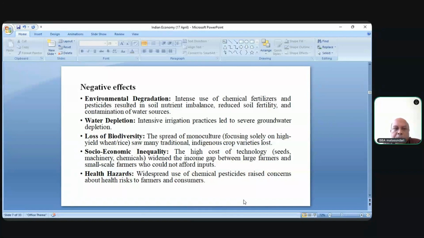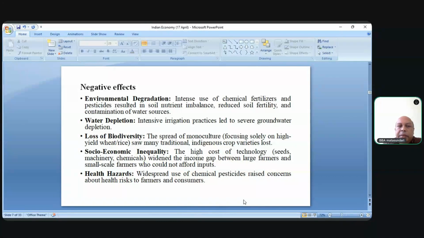Green revolution also negatively affects our biodiversity because due to green revolution, government especially focused on cultivation of rice and wheat, and at the same time, farmers used hybrid type of seed in cultivation purpose. So it negatively affects our traditional indigenous crop varieties and also traditional seeds which were used by farmers previously.